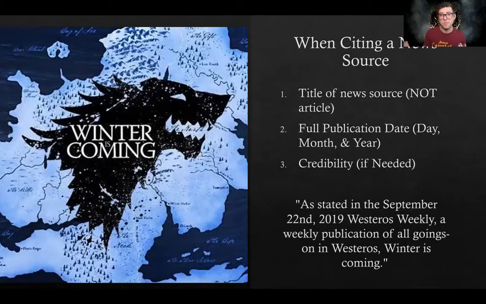So here's an example of a news source. As stated in the September 22nd, 2019 Westeros Weekly. Do you know what the Westeros Weekly is? I don't know. So let me tell you right here. A weekly publication of all goings on in Westeros. Winter is coming. So notice how I put the citation before I put the information.